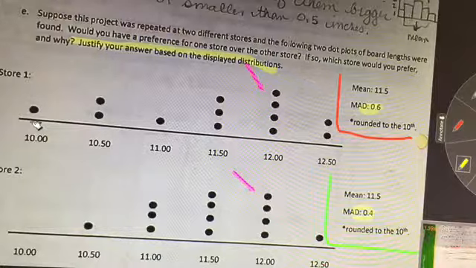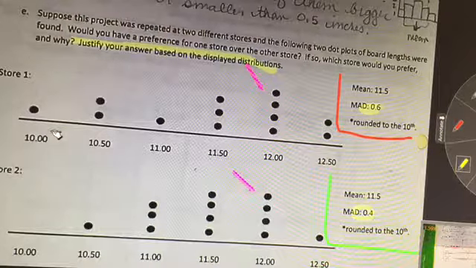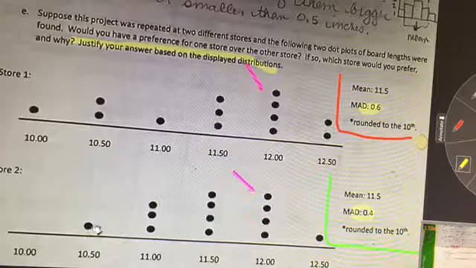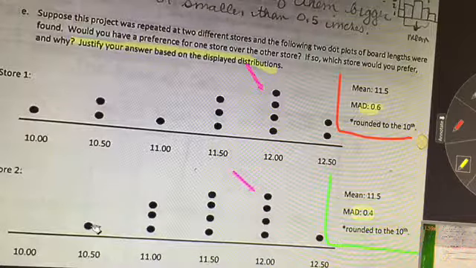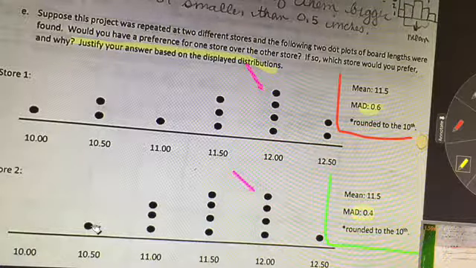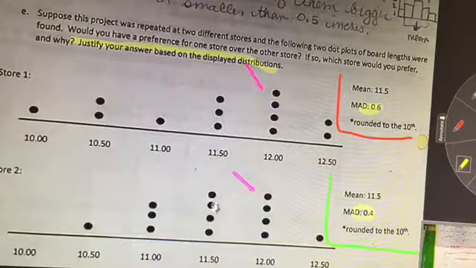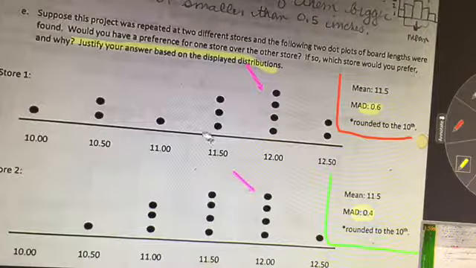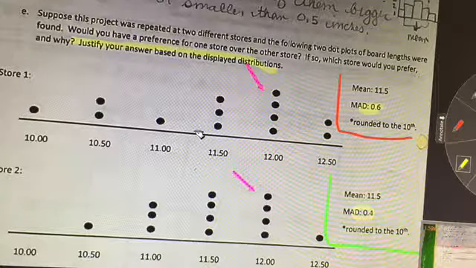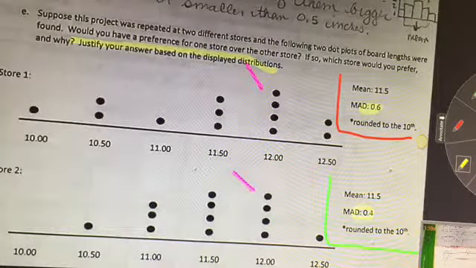Yeah. And then on store 2 it doesn't have that. Okay, so store 2 doesn't have anything on the 10, so its smallest board is 10 and 5/10. Okay, you could say that. And then there's 4 on 11 and 5/10, where there's only 3 on here. So what you're doing is you're looking at how that data is distributed throughout it all.